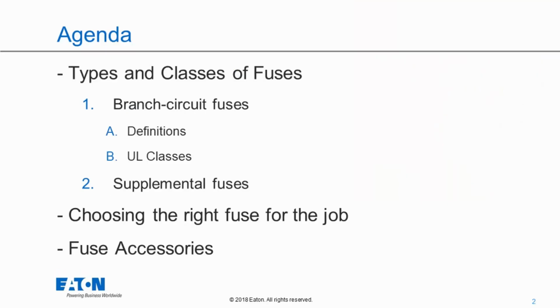When we look at the agenda for today, we'll see that we have types and classes of fuses. We have branch circuit fuses. We'll go over definitions of a branch rated fuse. We'll go over the UL classes. What makes up a UL class? What do they say? How do we build a UL class of fuse?